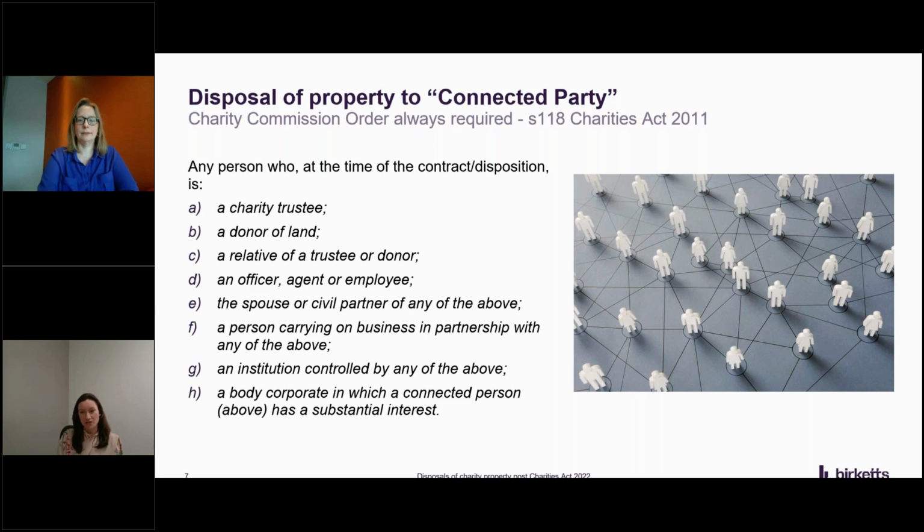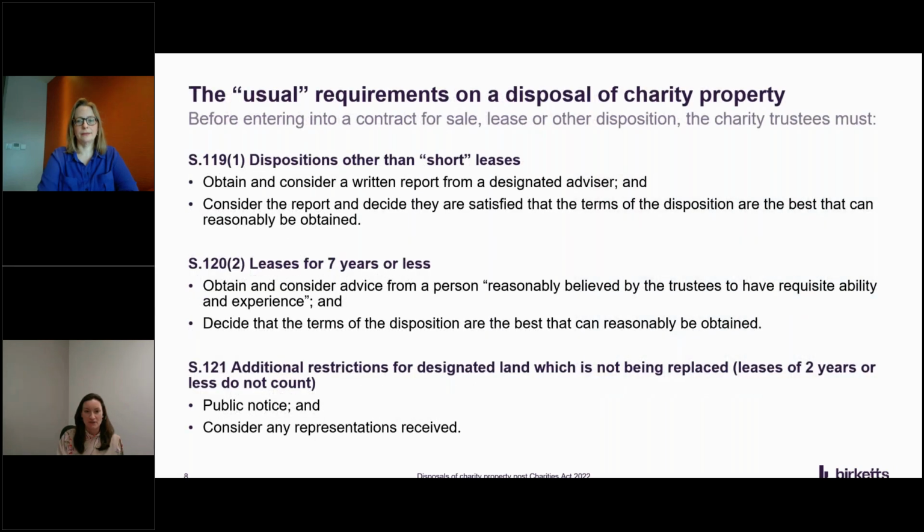even if you could otherwise rely on what we call the whitewash procedure, which is a set of processes to go through where you wouldn't need an order. So it's really important to identify early on whether you've got a connected party involved and whether you are then going to need consent. So just to touch a little bit then on, as I say, the whitewash procedure, which means if you can follow these processes, then you are saved from the time and expense of going off to get an order.